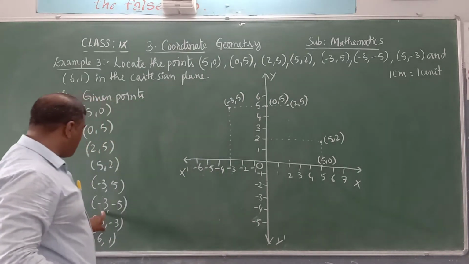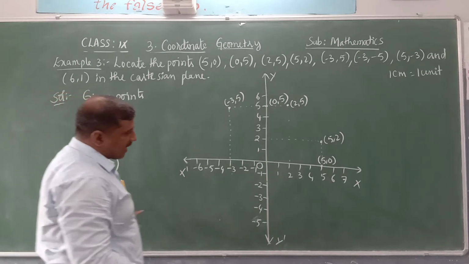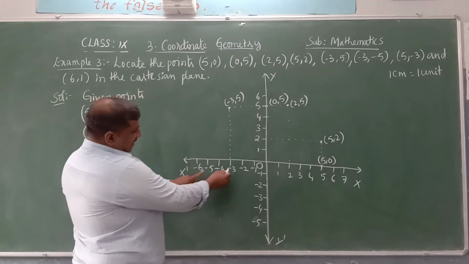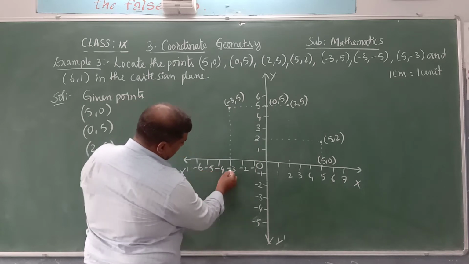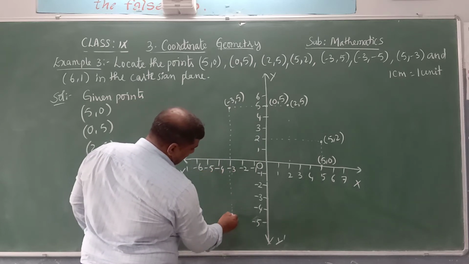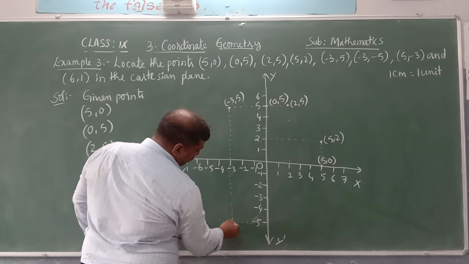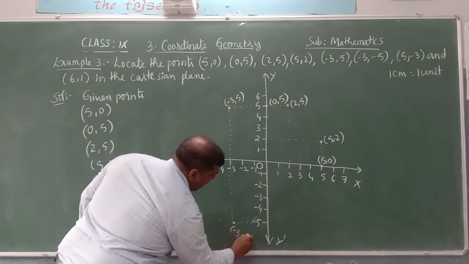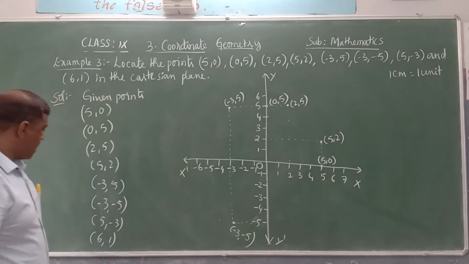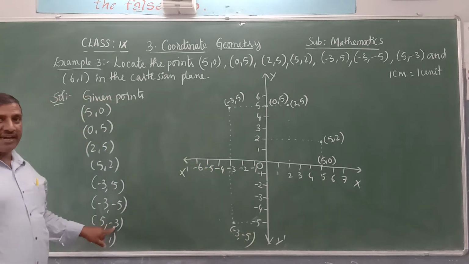X is equal to -3 and y is equal to -5. Yes, x is equal to -3 at this point, and y is equal to -5 at this point. Like this we can locate those points and plot them. -3, -5 and 5, -3.